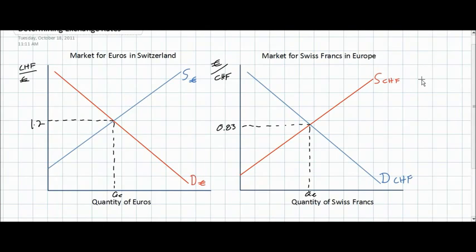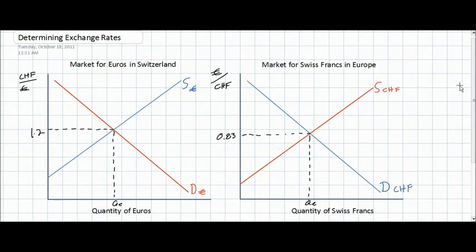The demand curve in the market for Swiss francs in Europe is blue because it represents the same individuals as the supply in the market for euros in Switzerland, which is also blue. European households, European individuals demand Swiss francs. Therefore, the demand for Swiss francs comes from European individuals who want francs in order to buy Swiss goods. Next, let's look at the exchange rate for Swiss francs in Europe. Notice that the value of the Swiss franc is expressed in terms of euros.